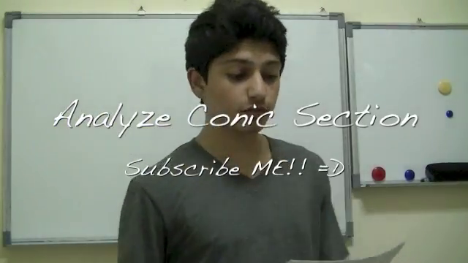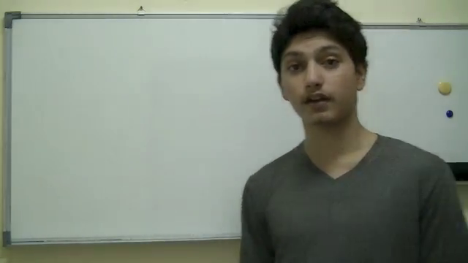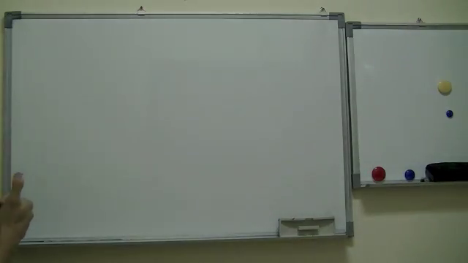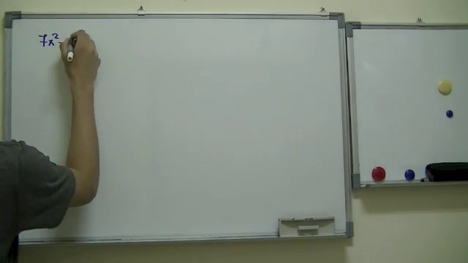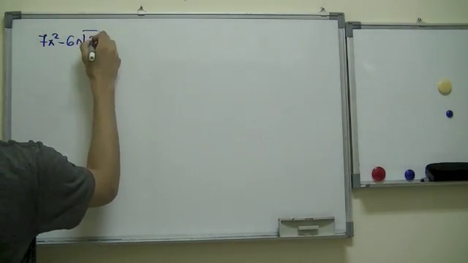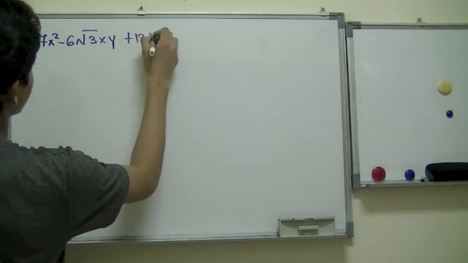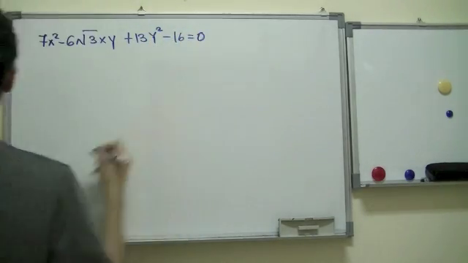Now in this section we will be using the techniques we know from this. We know about the conic section up to this point, and here is how we analyze it. So you start off with an equation that looks something like this. It says 7x squared minus 6 square root of 3xy plus 13y squared minus 16 is equal to 0.